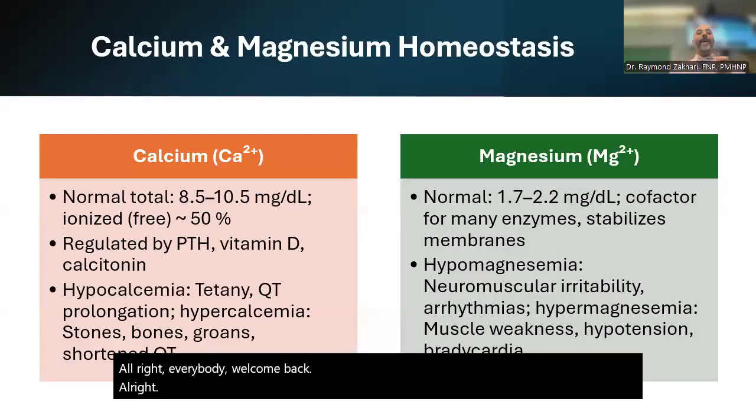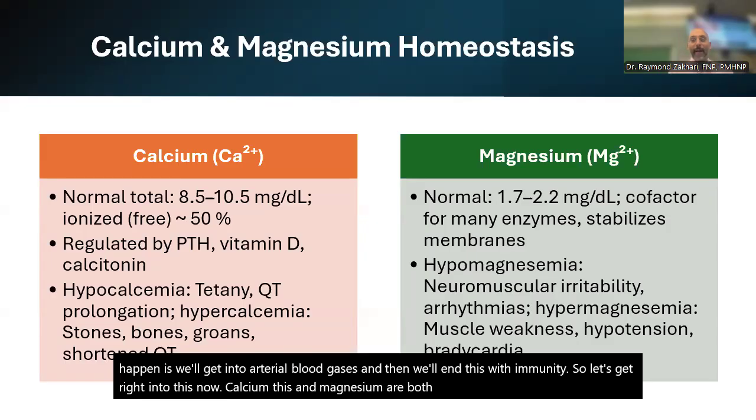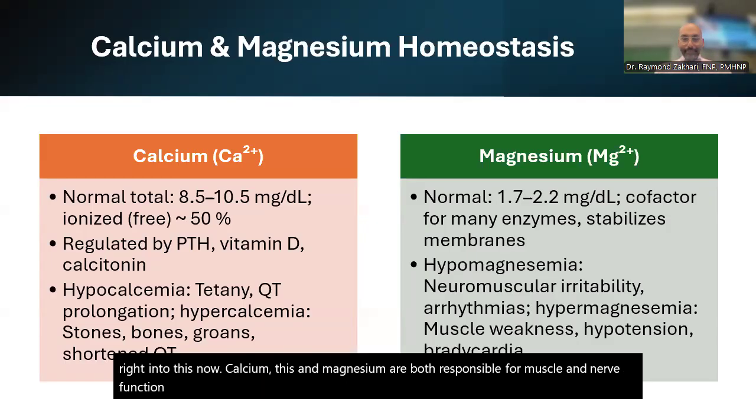So we're going to talk now about calcium magnesium homeostasis, and then we'll get into arterial blood gases, and then we'll end this with immunity. So let's get right into this now. Calcium and magnesium are both responsible for muscle and nerve function. Now, let's talk about calcium first.